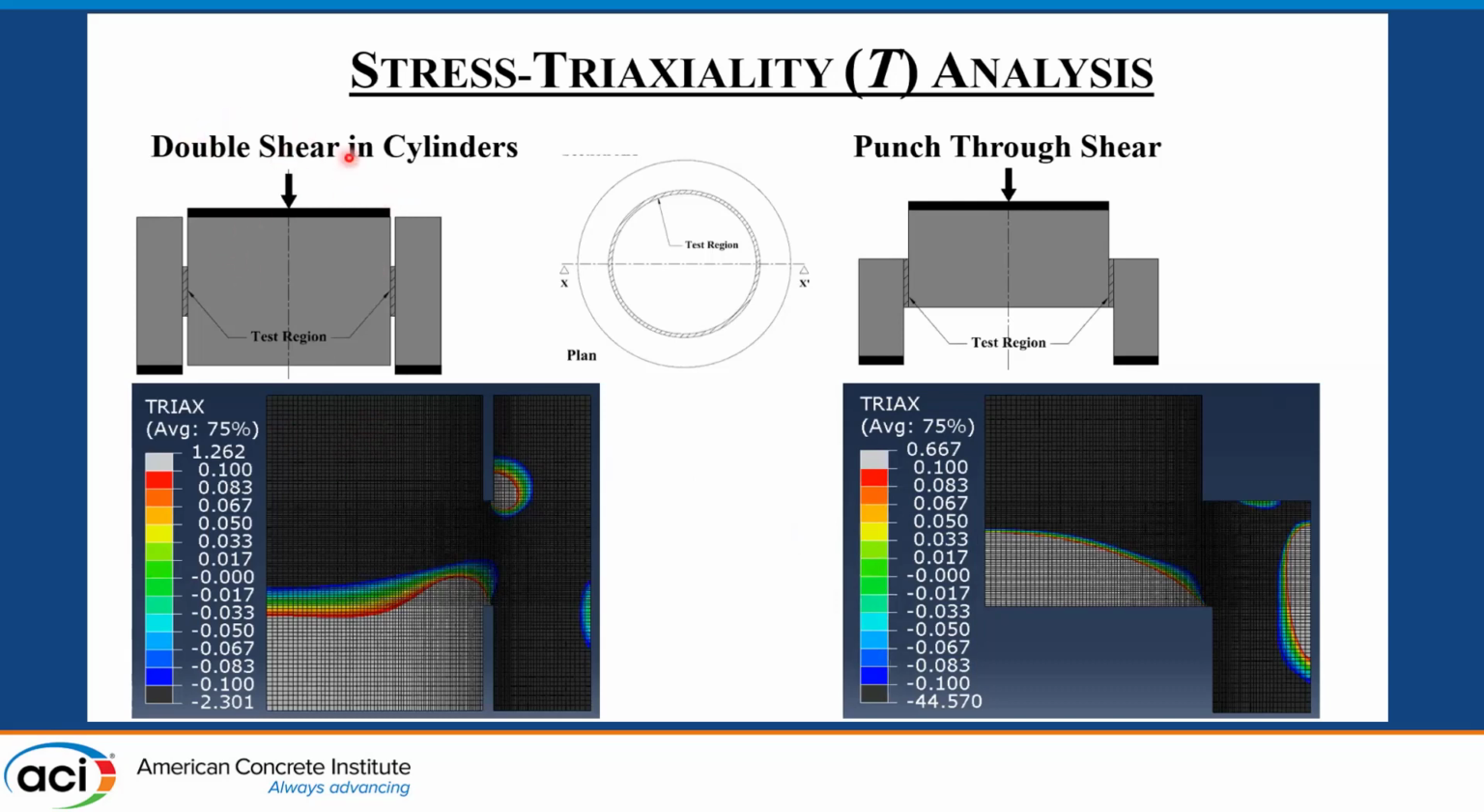Again, the double shear in cylinders. Double shear, we expect to have a highly shear-dominated stress state in that web. But as you can see, the path of shear stress or the pattern of shear stress state is not as obvious as we thought it would be. The same scenario is with the punch through shear. It's in high compression and not in shear.